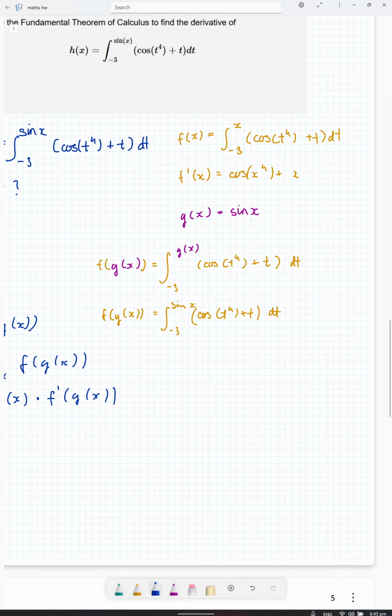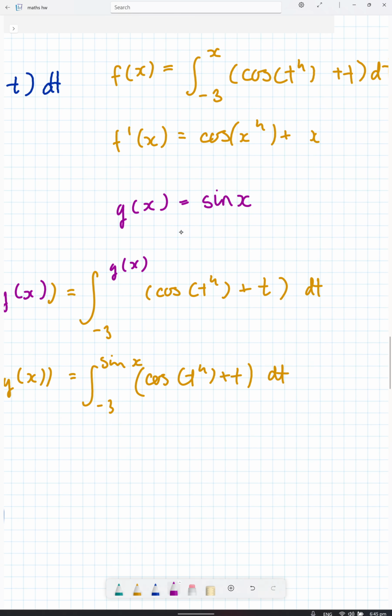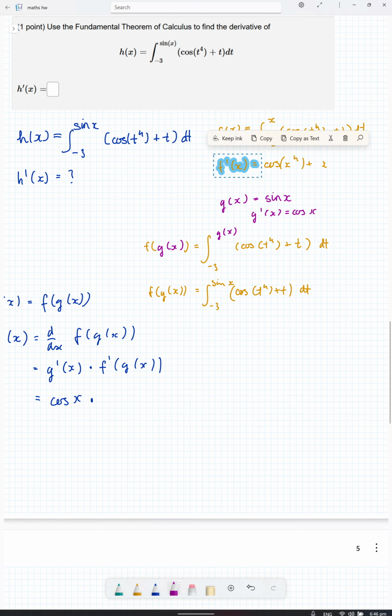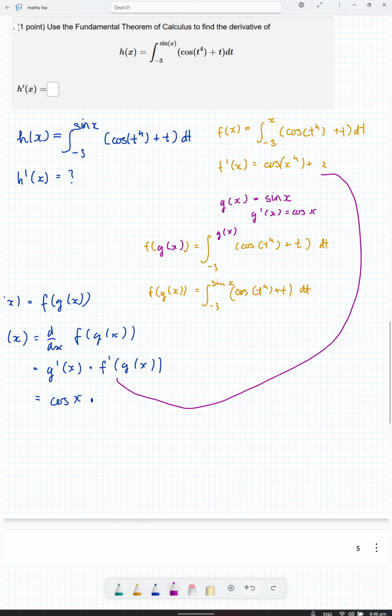So what's g'(x)? If g(x) is sin x, g'(x) would be equal to cos x. Therefore, we put cos x into here, multiplied by f'(x). Remember f'(x) is here. So we simply put whatever f'(x) is in here.